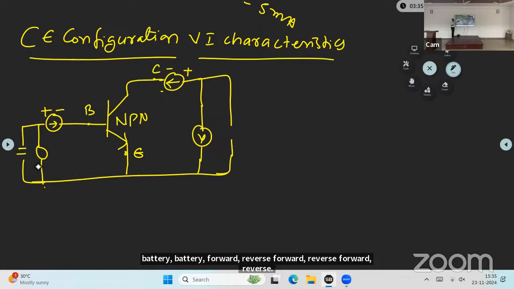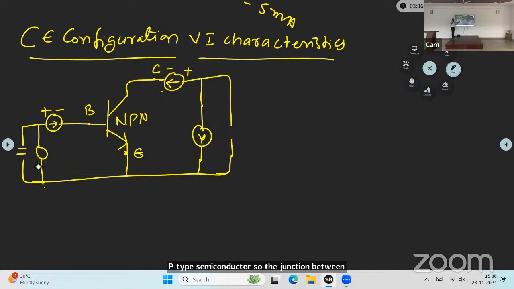Which type of base is it? The P-type semiconductor. So the junction between the emitter and base should always be forward bias. For the forward bias, emitter is negative, so the negative you can connect to the emitter here and positive here.